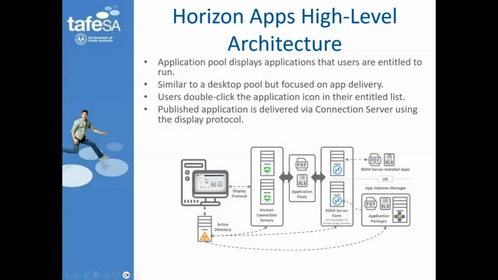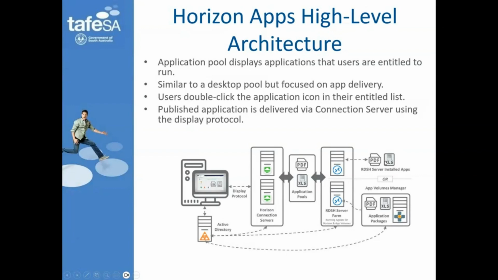This is your end device. That could be a desktop, laptop, phone, whatever. As long as it's got internet access or network access, we use Active Directory for authentication, all that kind of stuff that we're used to. We use the display protocols, whether that's the VMware Blast that we're talking about. We connect to the Horizon clients, and then the Horizon clients will give us our instant clone desktops as well as these application pools. But these application pools are running on these RDSH server farms.